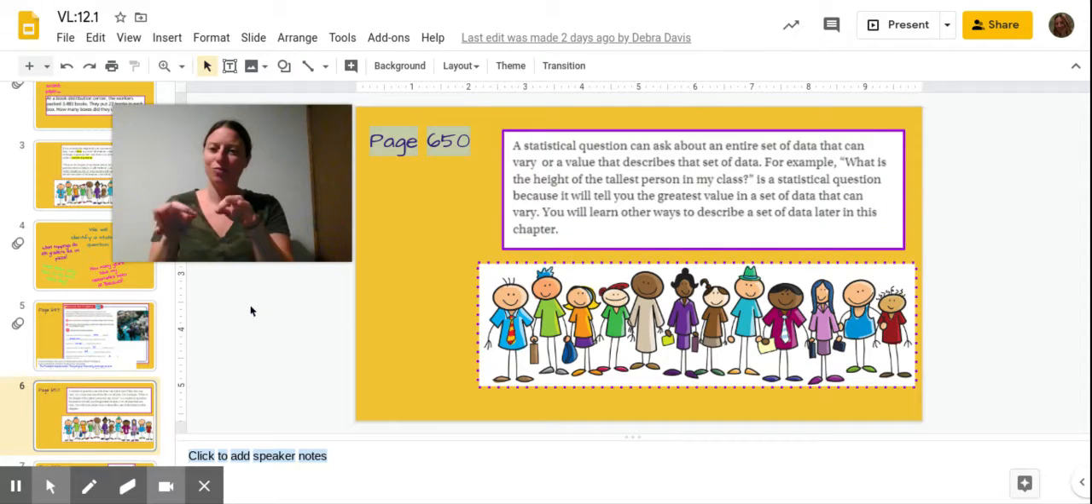For example, you see the different heights of the people. You're measuring each person and then finding the greatest value of height. So it's a lot of information.